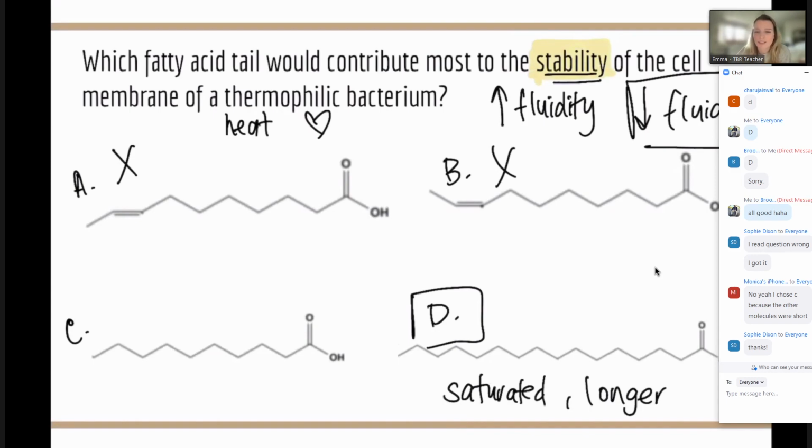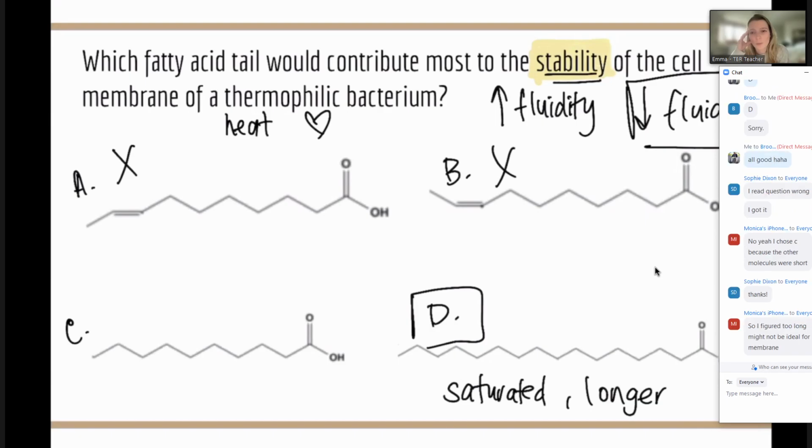So sometimes when you're reading the question, it's nice to remind yourself what the goal is. What am I actually looking for? Okay, I'm looking for stability. So I need to do the opposite of what's going on. That might be a case where I would use the highlighter tool.